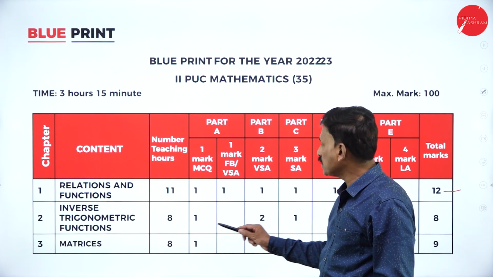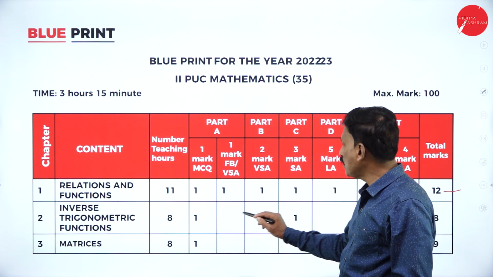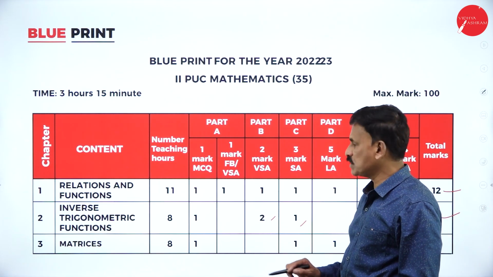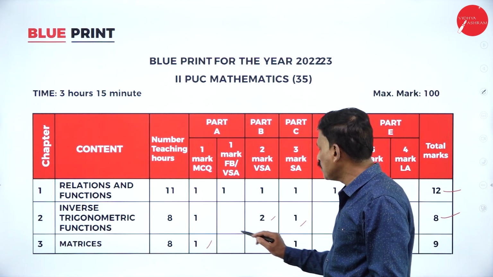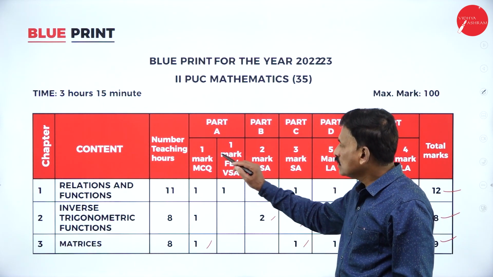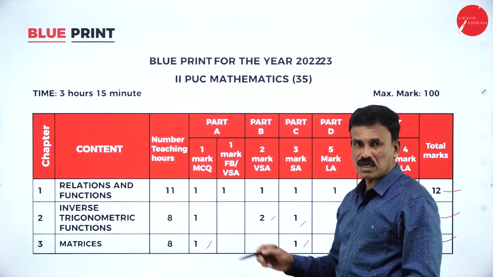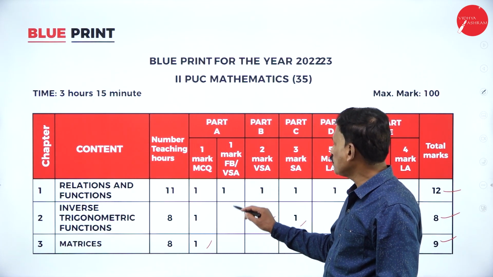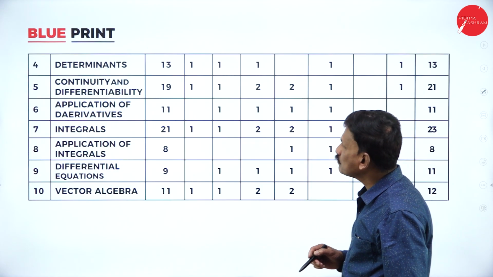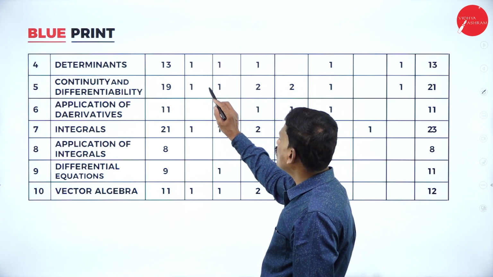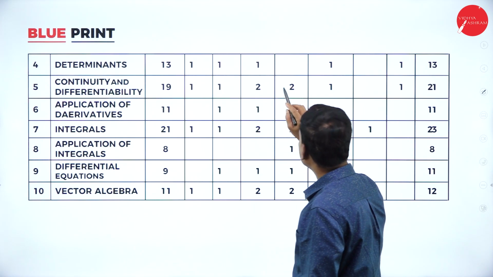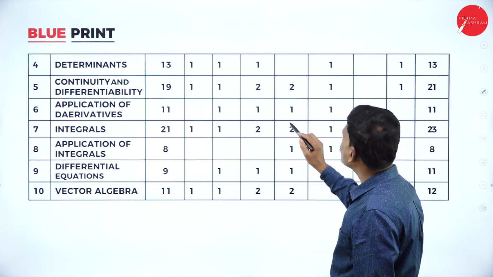In inverse trigonometric functions, one 1 mark question, one MCQ will be there, 2 marks 2 questions and 1 3 marks question. So you will expect 8 marks from this. In matrices, only one MCQ will be there and 1 3 marks question, 1 5 marks question, and totally 9 marks. So in the first, second and third chapters you will have one MCQ, whereas in the first chapter you will have a short answer question for 1 mark. Now similarly in determinants, one MCQ will be there, again one short answer question, and again one part B, that is 2 marker question.